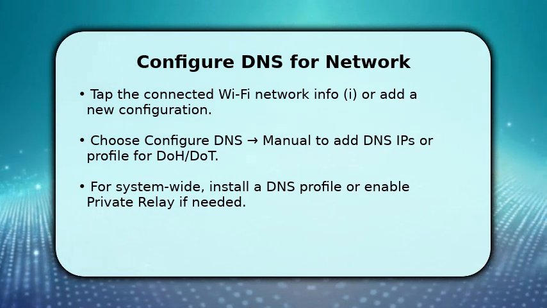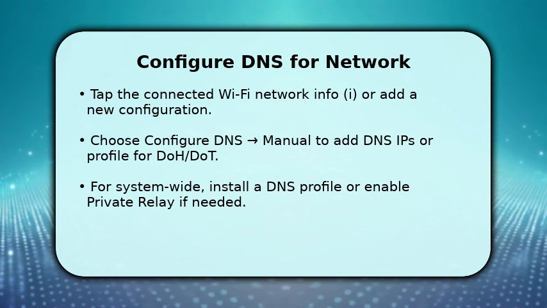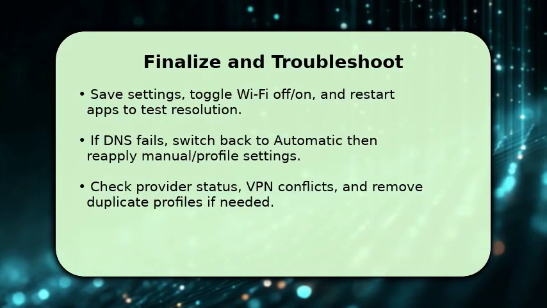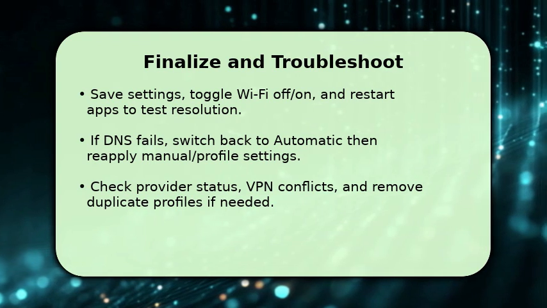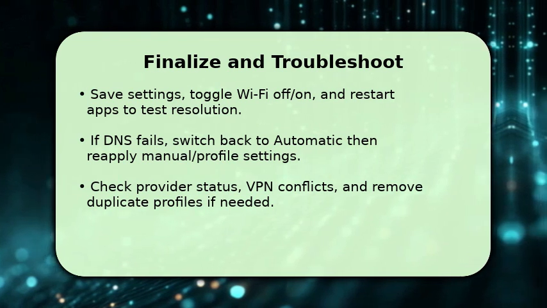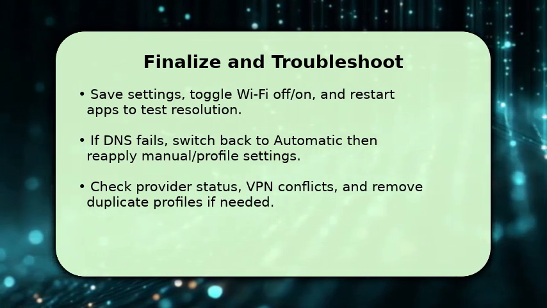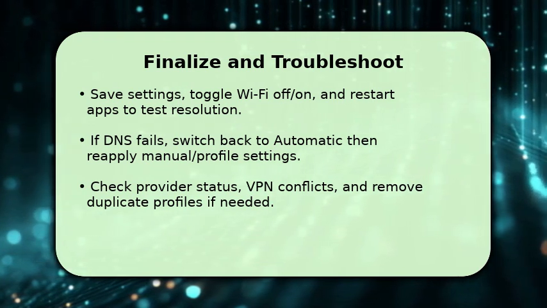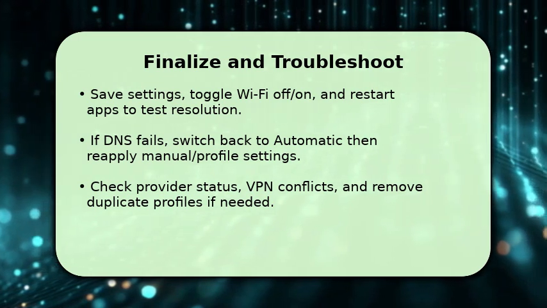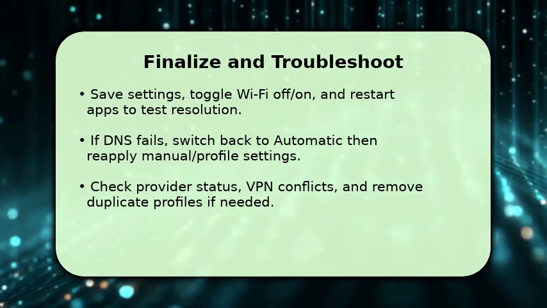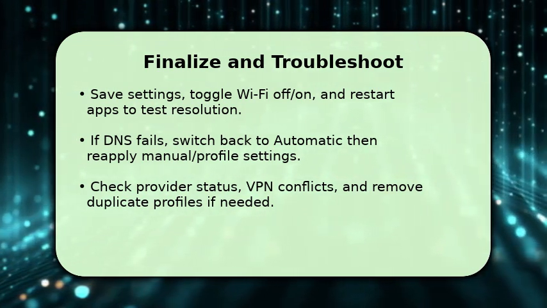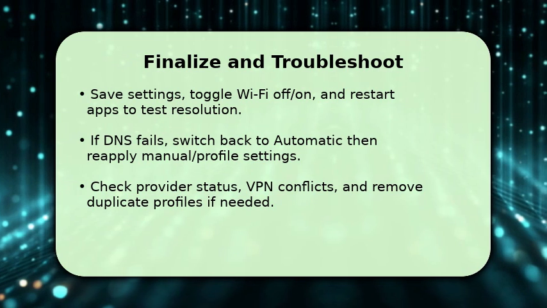These steps ensure you finish by saving changes, toggling Wi-Fi off and on, and restarting apps to confirm DNS resolution. If sites still resolve incorrectly, revert to automatic temporarily, then reapply the manual or profile settings to clear caches. Make sure no VPN or security app is overriding DNS, and check the provider's service status. If problems persist, delete duplicate DNS profiles and reboot the phone. This single troubleshooting tip, disable conflicts, then reapply, usually resolves most private DNS issues quickly.